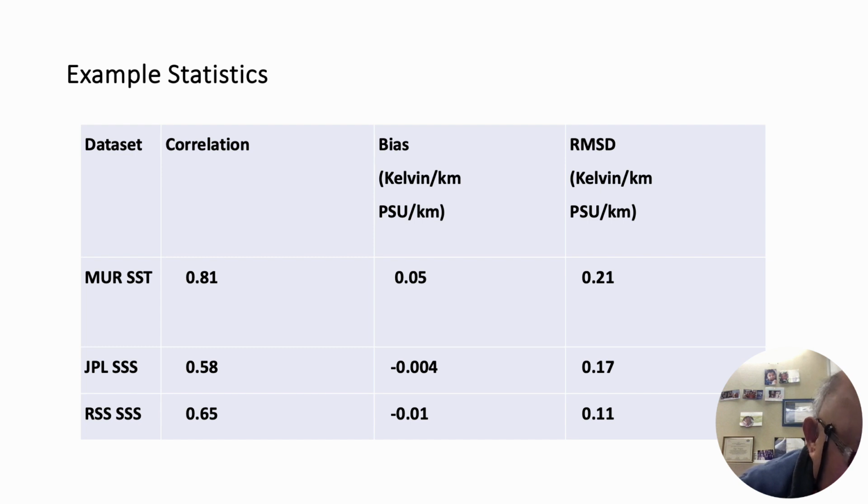And I just wanted to show you quickly also some of the statistics that we derived in the comparison of the gradients between the products. The Muir SST, I think this is just so impressive, had a correlation of 0.81, and the JPL SMAP sea surface salinity derived product had a correlation of 0.58, and the Remote Sensing Systems sea surface salinity product had a correlation of 0.65. So I think this is very impressive. All of them were statistically significant.